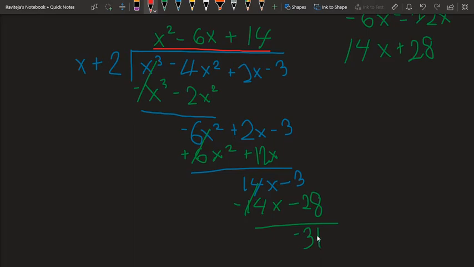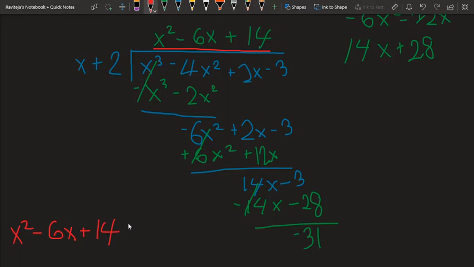So that means there's an actual format we have to write our answer, and here it is. This is the format you want to write your answer for polynomial division when you do have a remainder. And that would just be our actual answer, our quotient, which is x squared minus 6x plus 14.